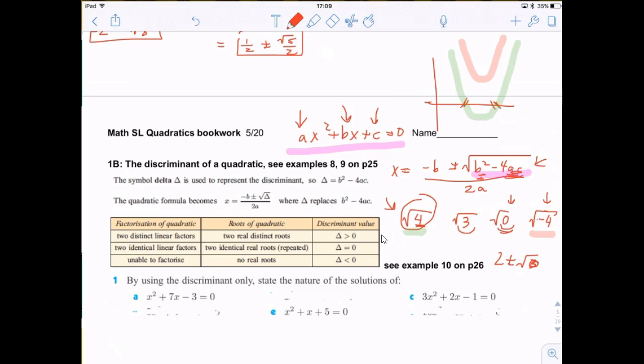2 plus or minus the square root of 0. Well, if you add 0, you get 2. If you subtract 0, you get 2. Both solutions are 2? What does that mean? Well, actually what it means is that you are going to have one x-intercept.